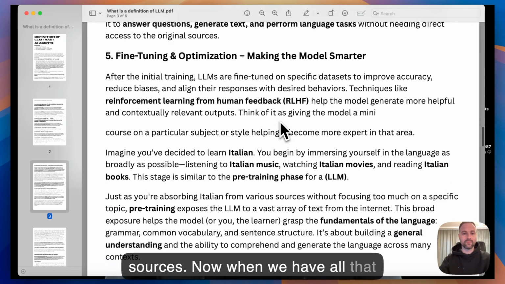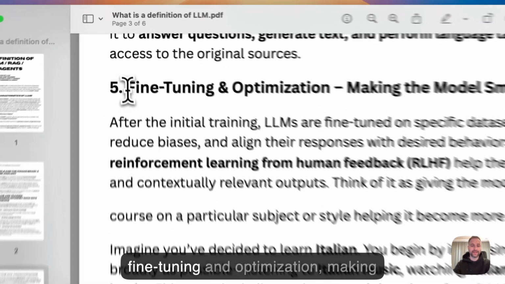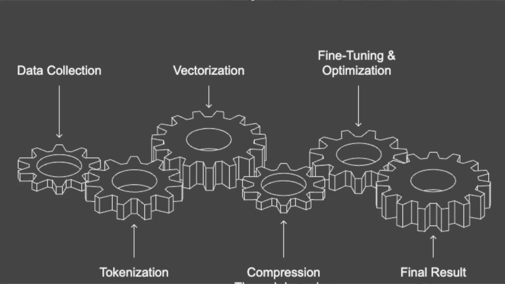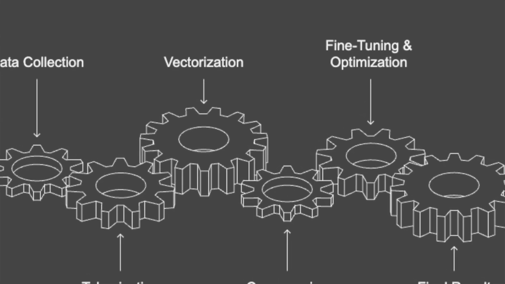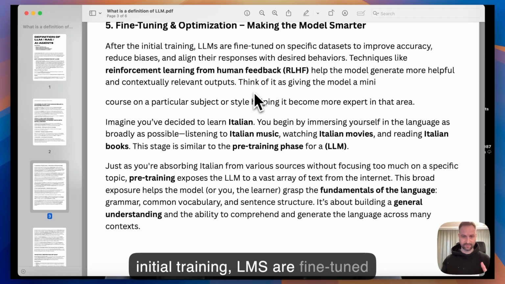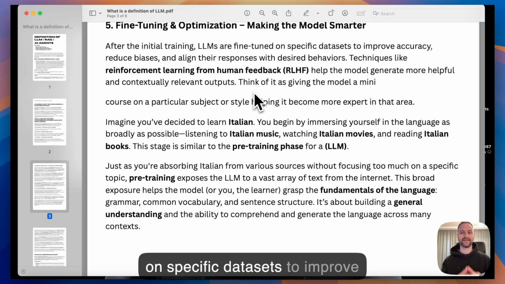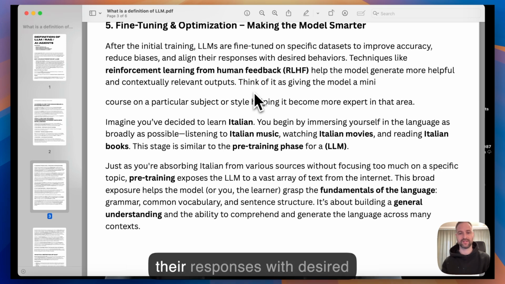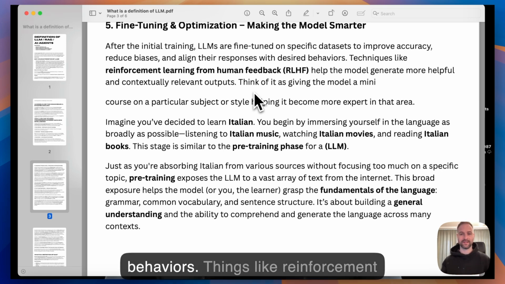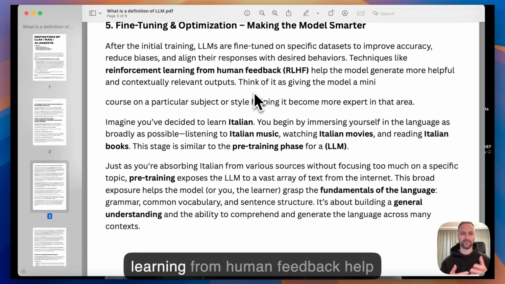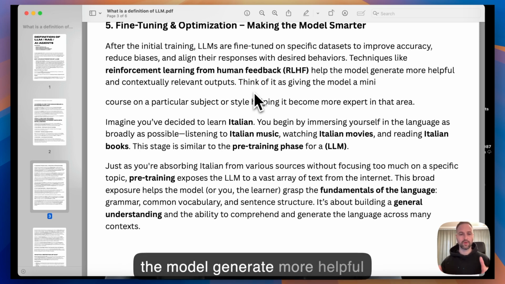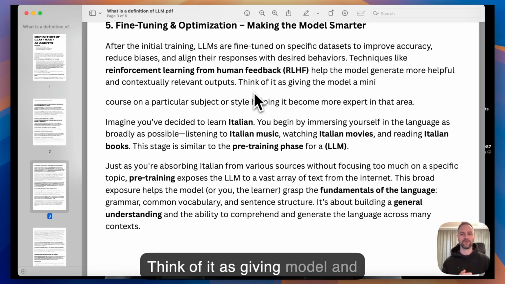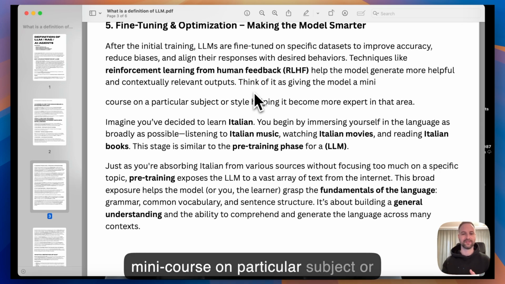Now, when we have all that, we go to something called fine-tuning and optimization, making the model smarter. So, after the initial training, LLMs are fine-tuned on specific datasets to improve accuracy, reduce biases, and align their responses with desired behaviors. Techniques like reinforcement learning from human feedback help the model generate more helpful and contextually relevant outputs. Think of it as giving the model a mini course on a particular subject or style, helping it become more expert in the area.